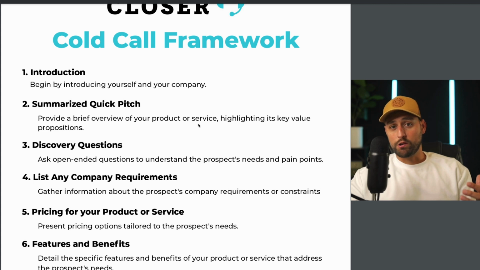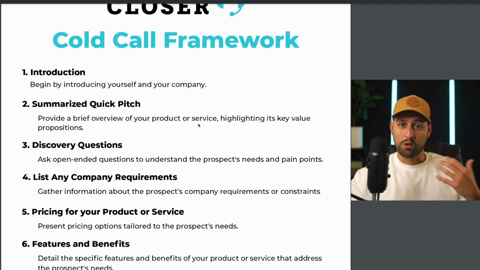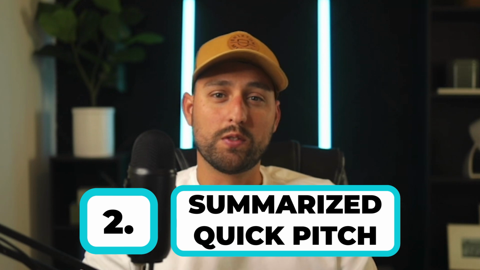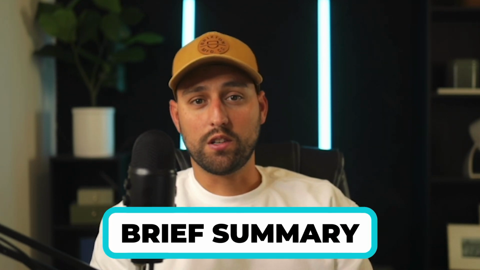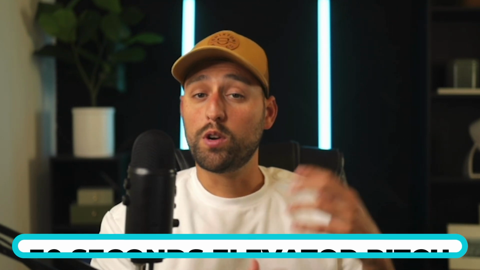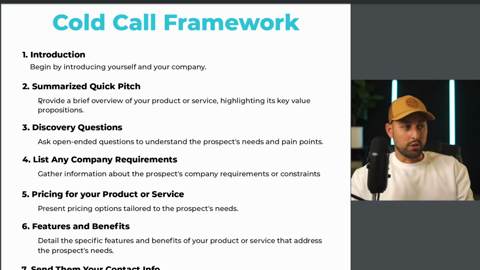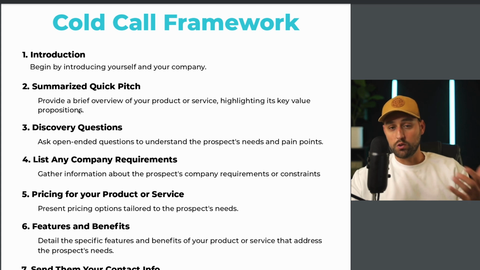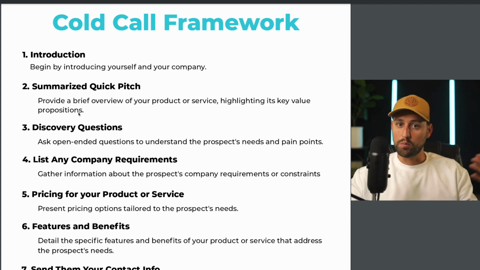The second part of the script is what I call a summarized quick pitch. Essentially, it's a brief summary of what your company does or what problems you solve. This is basically where you're able to give them maybe a 30-second elevator pitch on the reason for your call, but again, not stating that specifically. It'll also grab their attention even more from your initial introduction, letting them know exactly what your company does or what service you offer. So just as it's written here, provide a brief overview of your product or service, highlighting its key value propositions, or what problem you can potentially solve for them.